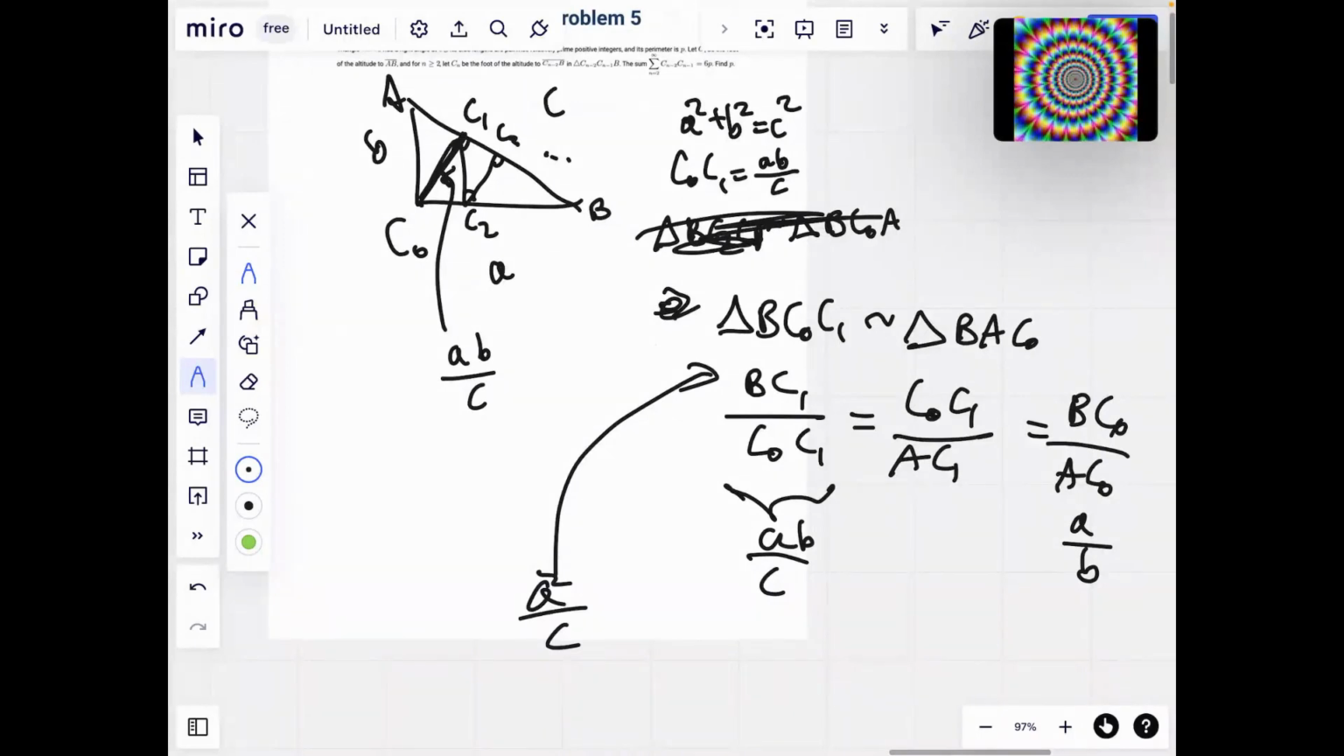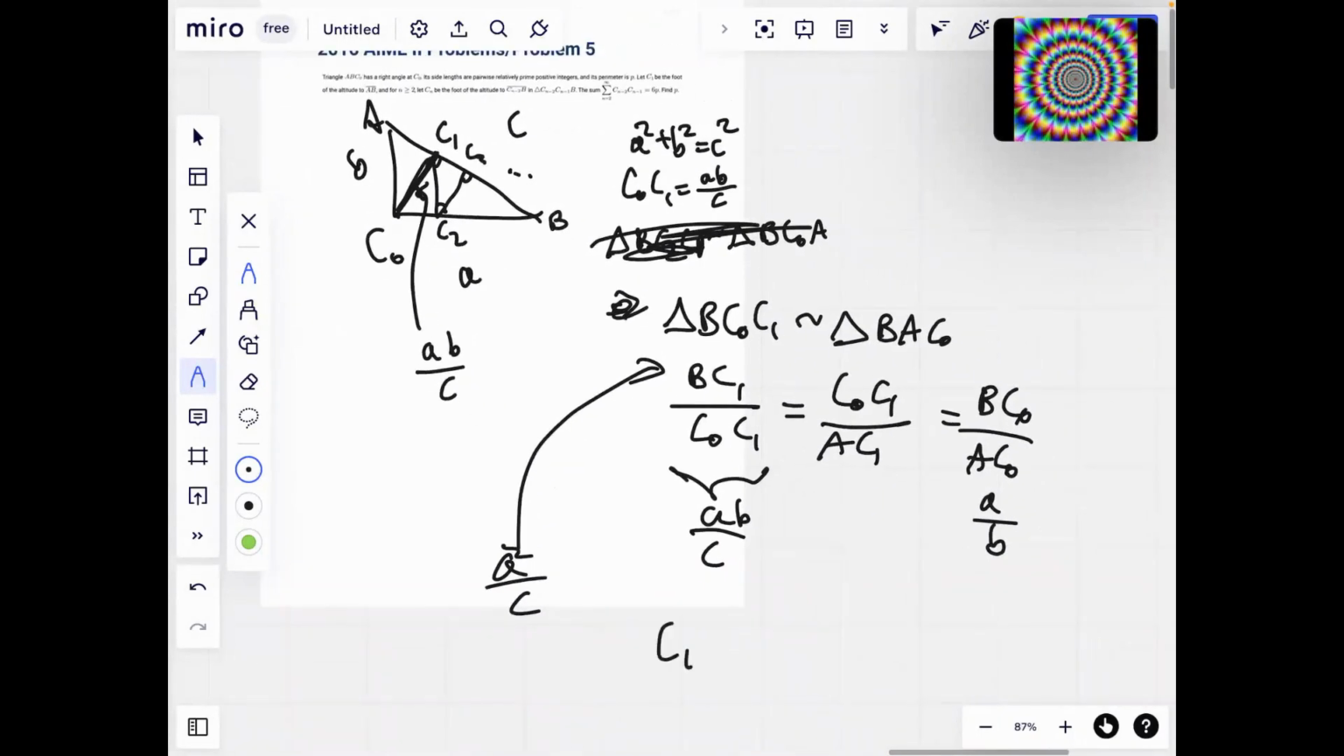So then we can find the value of C1C2, which is equal to B over C times A squared over C, which would equal A squared B over C squared.